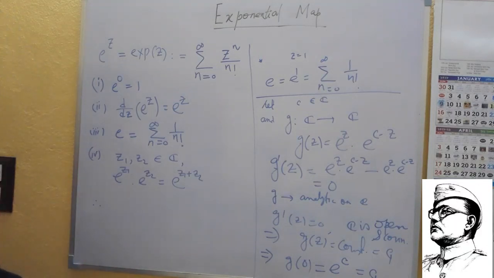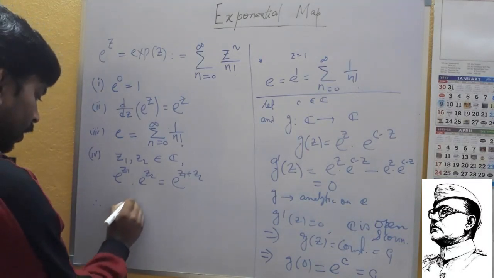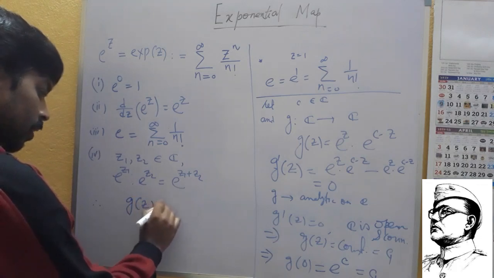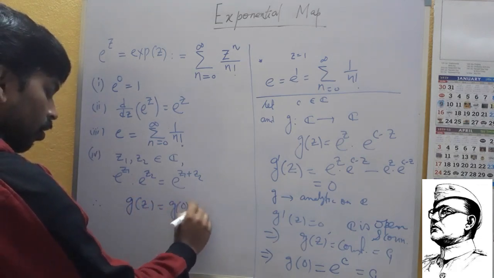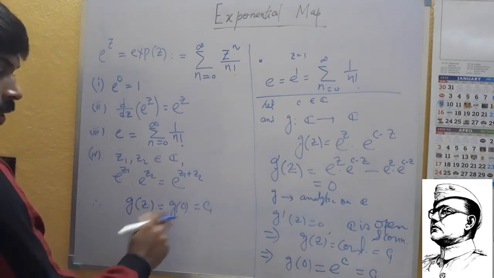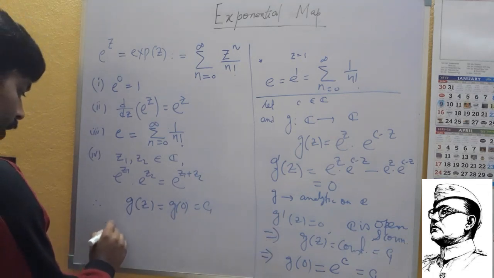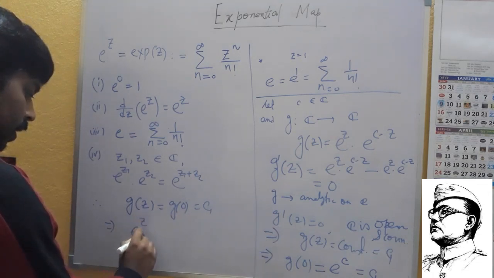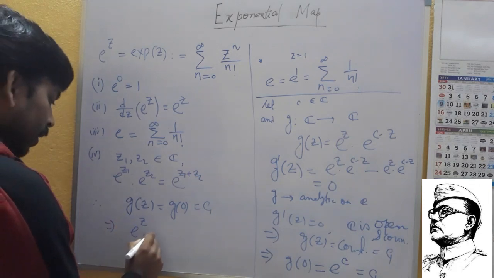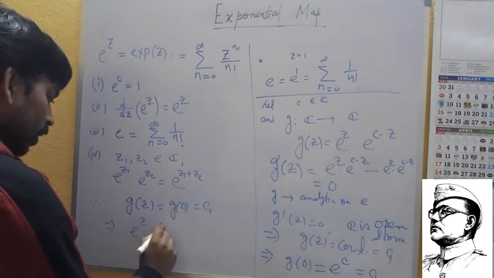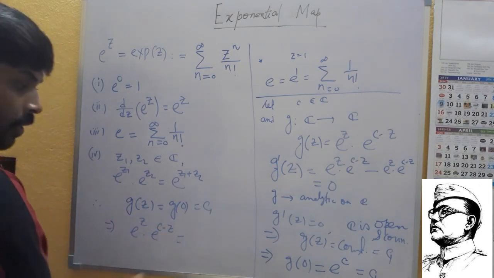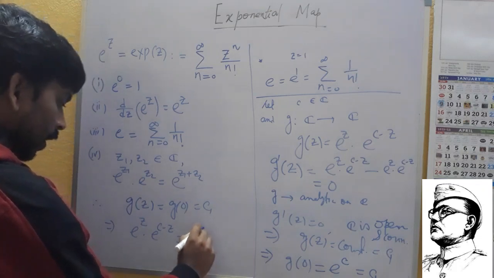Thus what we have established is G of z equal to G of 0 equal to C1, correct. Since G is constant, what is G of z? e to the power z multiplied by e to the power c minus z is the same as e to the power c, correct.